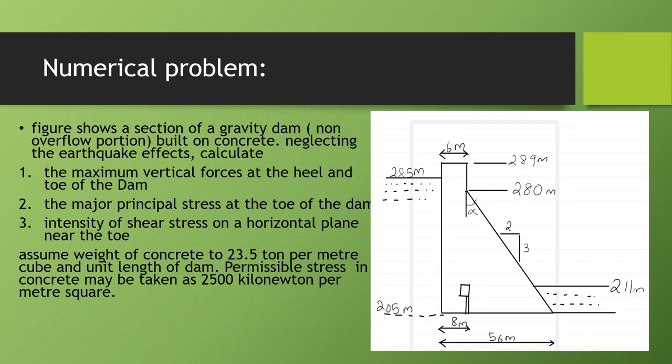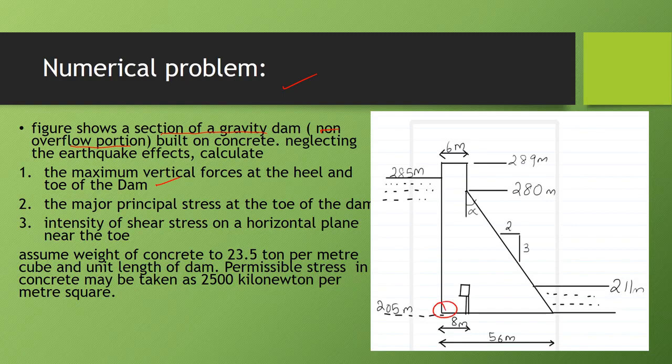So here we are moving on to the numerical problem. The figure shows the section of a gravity dam which is built of concrete as a non-overflowing section. That is, there is no spillway available or constructed on this cross section. Neglecting the earthquake effects, we have to calculate the maximum vertical force at heel and toe.